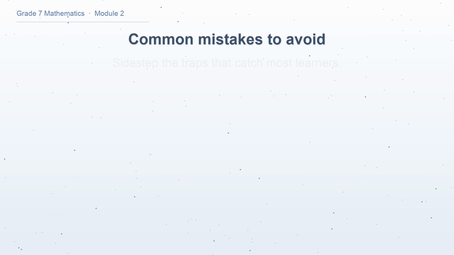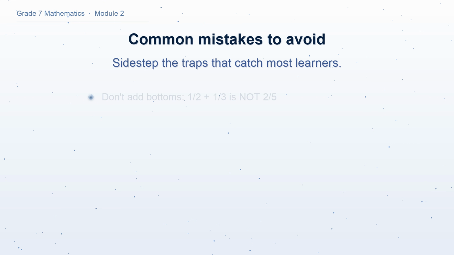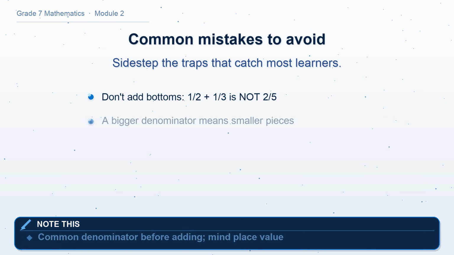Before we practice, let's avoid the traps that catch most learners. First, never add the denominators. 1/2 plus 1/3 is not 2/5. We need a common denominator first. Second, a larger denominator means smaller pieces, so 1/10 is less than 1/2.